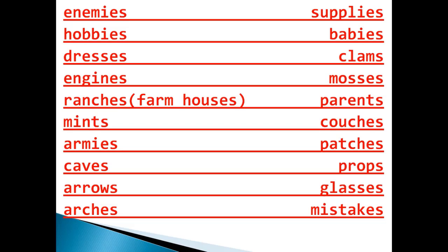Enemies, supplies, hobbies, babies, dresses, clams, engines, mosses, ranches, so ranches mean farmhouses, parents, mints, couches, armies, patches, caves, props, arrows, glasses, arches, mistakes.